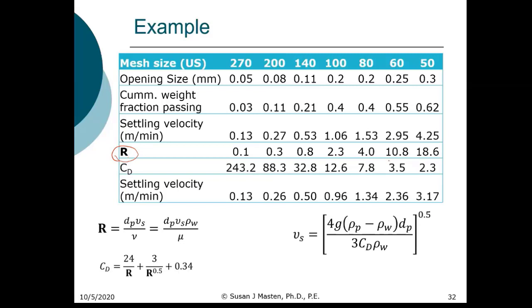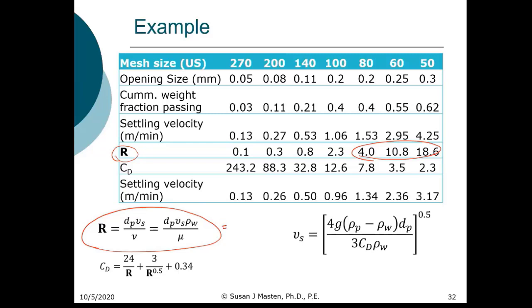And what you see is that at the higher particle sizes, our flow regime is in the transitional region. So all I've done is I've used this equation here to calculate the Reynolds number. So I've substituted in for using the terminal settling velocity.